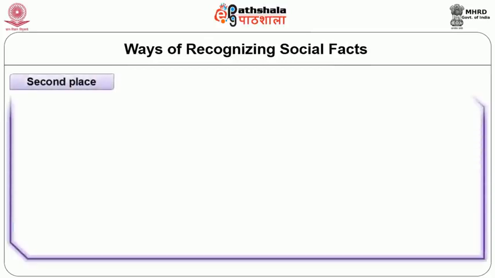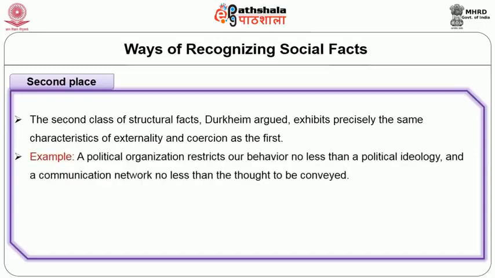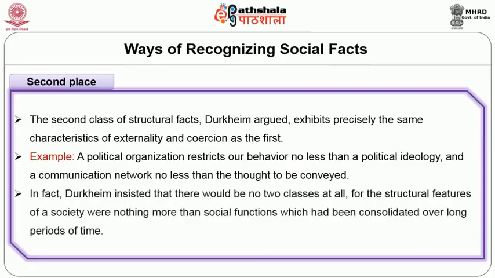The second class of structural facts, Durkheim argued, exhibits precisely the same characteristics of externality and coercion as the first. For example, a political organization restricts our behavior no less than political ideology, and a communication network no less than the thought to be conveyed. In fact, Durkheim insisted that there would be no two classes at all, for the structural features of society were nothing more than social functions which had been consolidated over long periods of time.